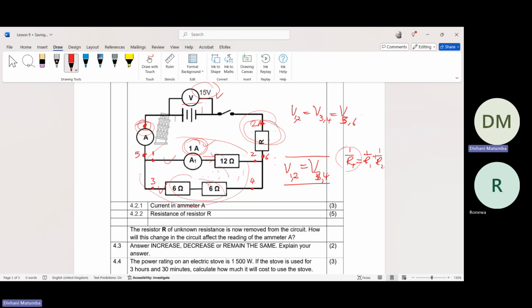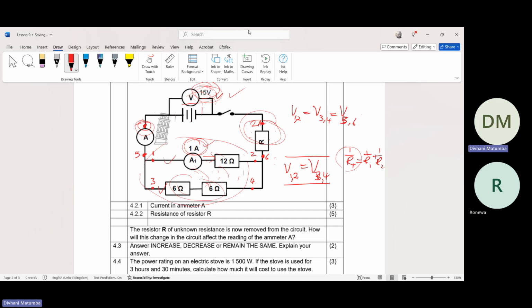Do you understand that the total supply of voltage from the battery is going to be divided among all the resistors in the circuit? Do you understand that one? Yeah. Okay, and that means the voltage used by all the resistors, if you add all of them, you will get the total supply. I think you understand that.